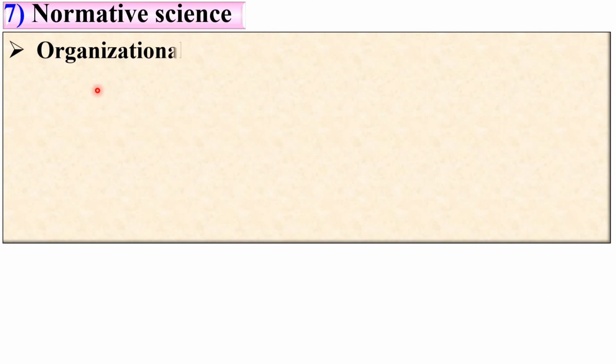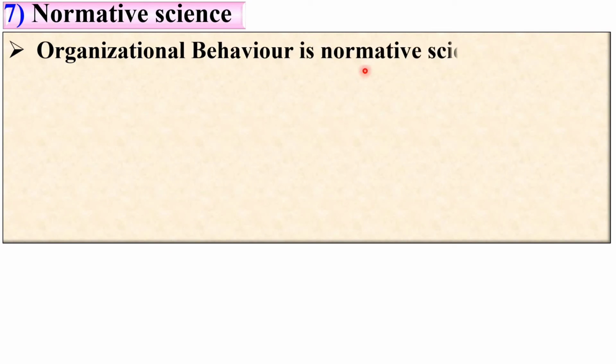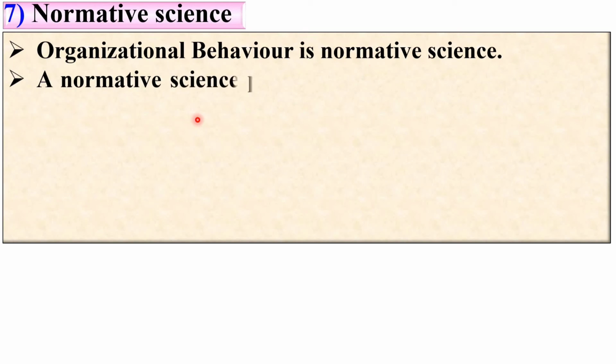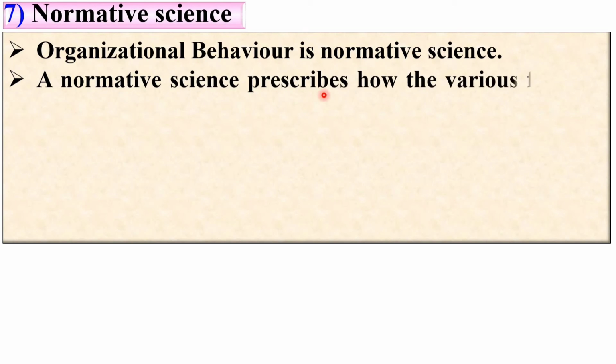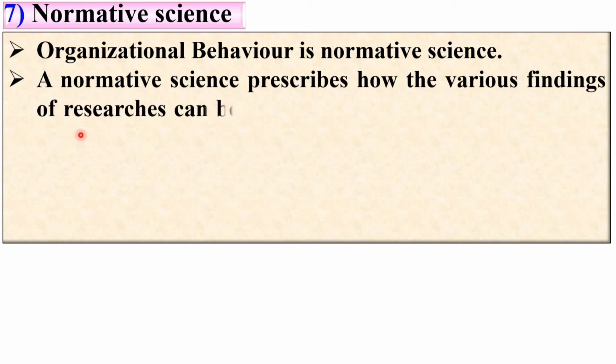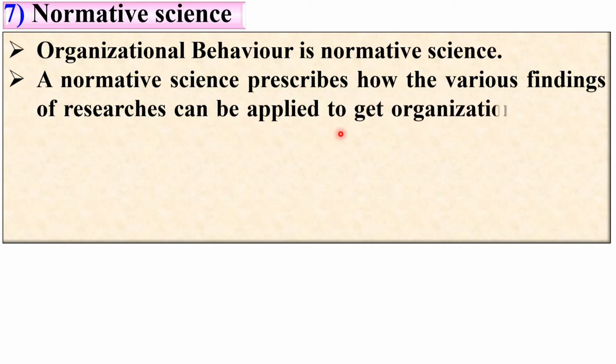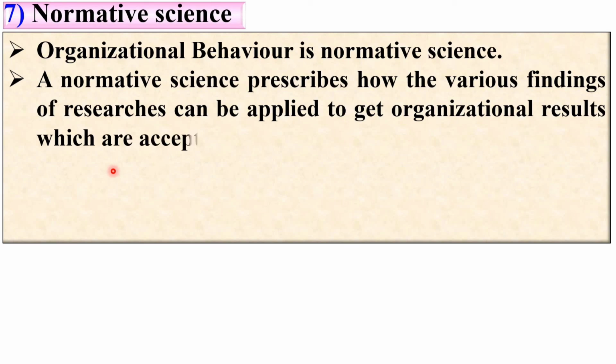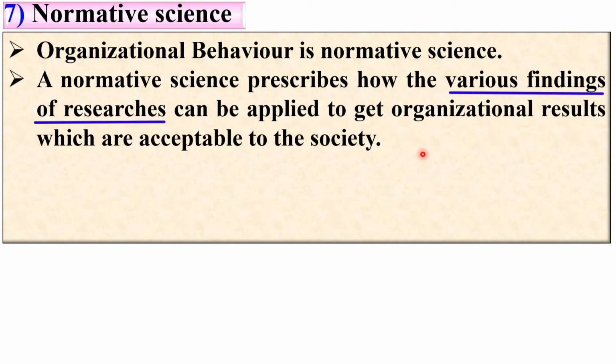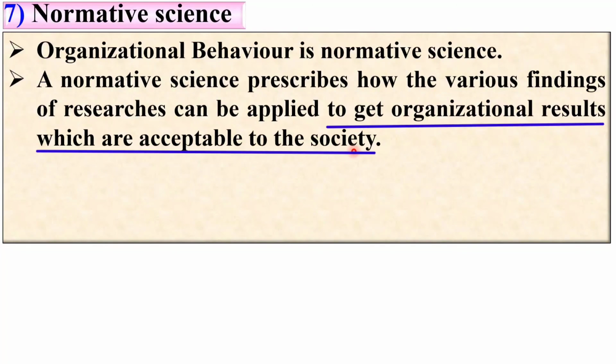Next one, normative science. Organizational behavior is normative science. Very simple, you can say from this word, a normative science prescribes how the various findings of researches can be applied to get organizational results which are acceptable to the society. So very simple, normative science means various research findings can be applied to get results which are acceptable to the society.